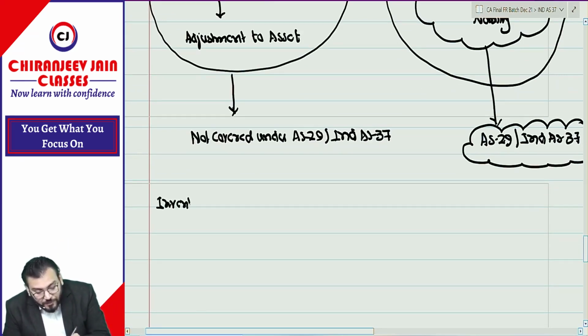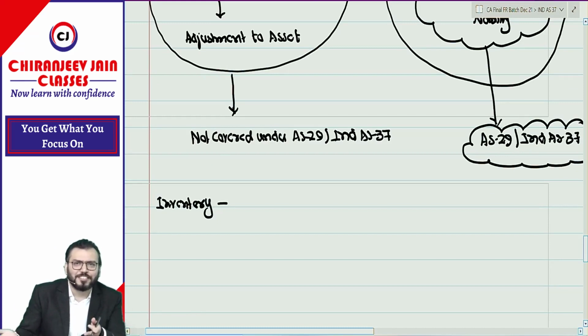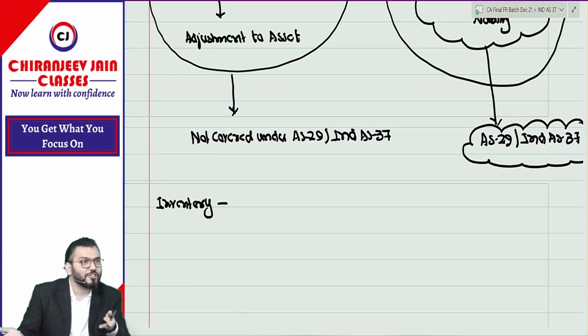Inventory was covered under which accounting standard? AS 2. You have done cost price or NRV, whichever is lower. That is based on the conservatism principle only. The decline in the value of the asset, you already recognized as per AS 2.